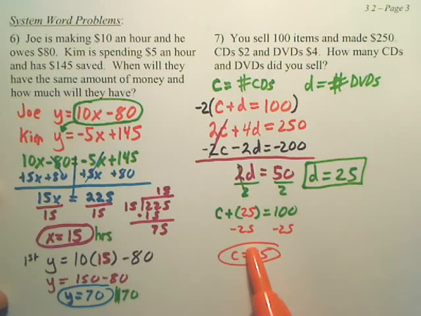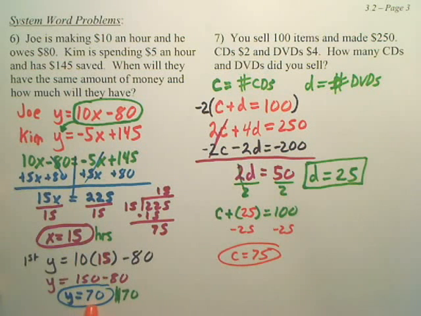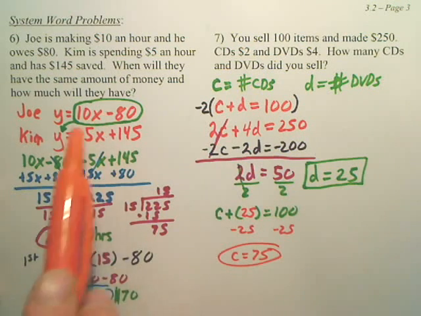This uses combination, also called elimination. This we use substitution. 2 different types of equation. This is called standard form. This is called slope-intercept form.